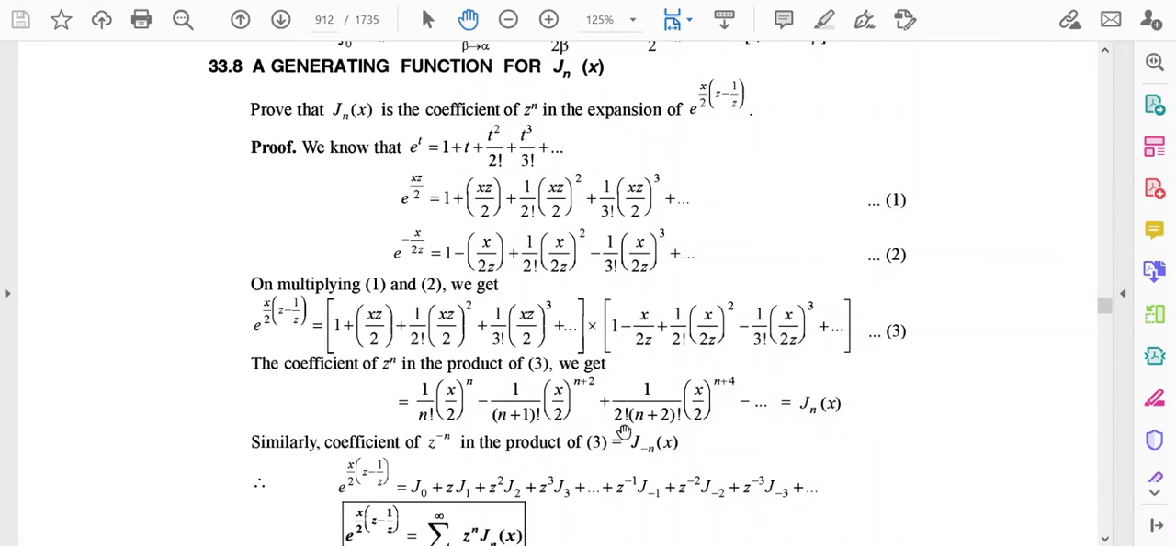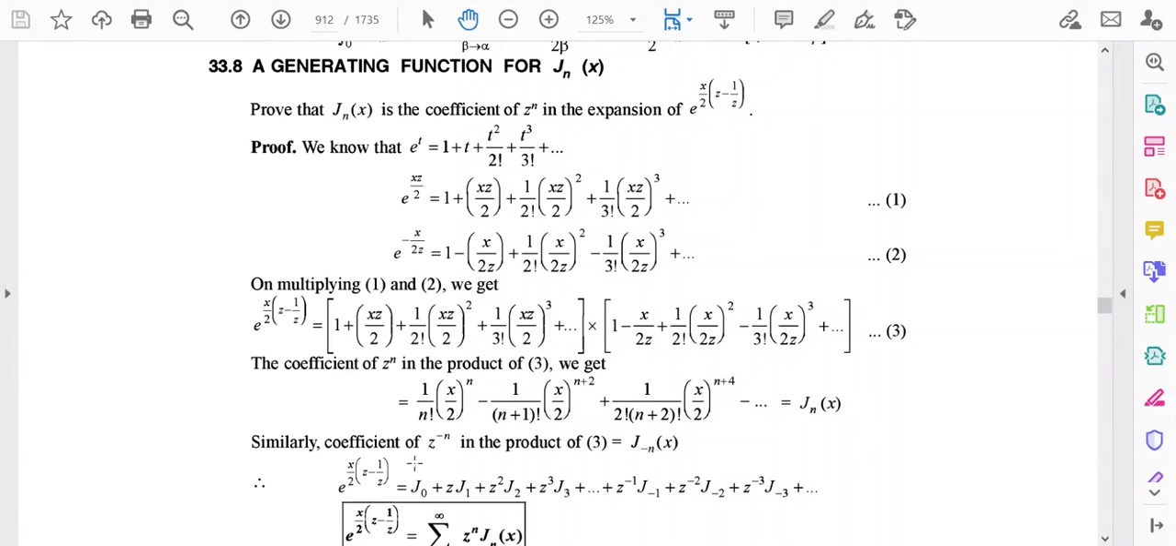So these are the different terms we are obtaining. Now if we look carefully, this series is actually the expansion of Gnx that we have already discussed in our earlier lectures. So you have to look very carefully at this sentence: the coefficient of z to the power n for this series is Jnx.